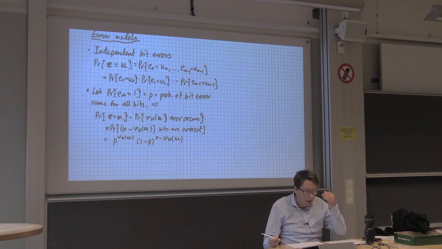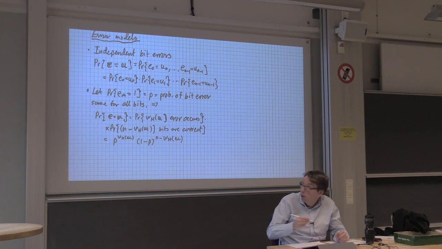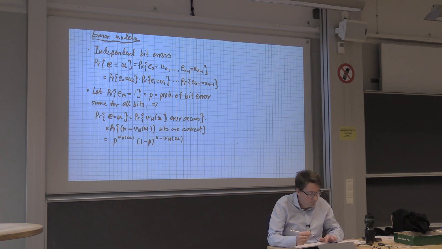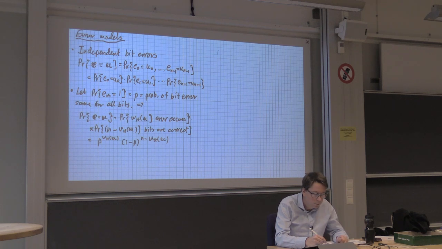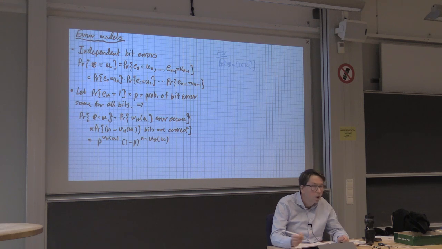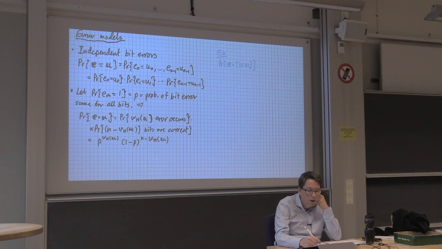So a small example here to maybe clarify things. Let's calculate the probability that E is equal to 1, 0, 1, 0. So let's go through the bits one at a time and figure out the probability for each of the bits. We said the first bit should be an error, the second bit should be correct, the third bit should be an error, and the fourth one should be correct. So the probability for an error bit is p.